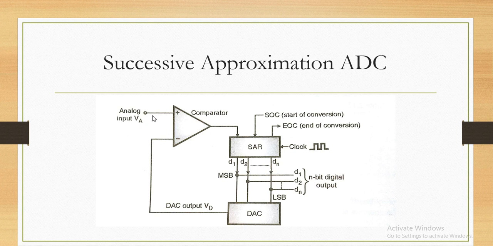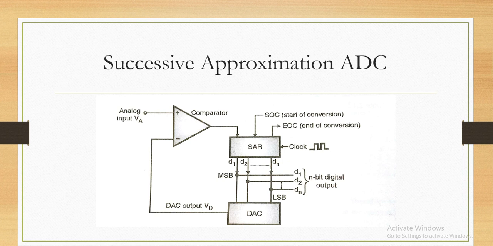Whenever this VA is greater than the negative voltage, the output of this comparator is 1, and whenever the VD, or the voltage applied to the negative terminal of the comparator, is greater than the positive, the output of the comparator is 0. So in short, the comparator has two terminals, positive and negative. When the voltage at the positive terminal is greater than the voltage at the negative, it will generate output as 1, and when the voltage at the negative is greater than the positive, it will generate 0 as output.